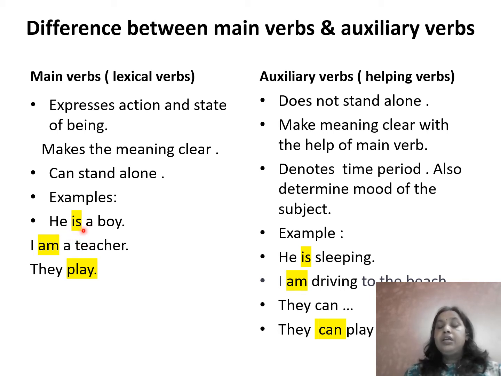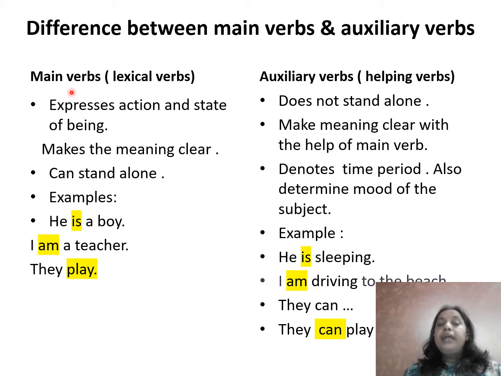देखिए, he is, is the main verb, and it does not need any other verb. I am a teacher. Here no other verb is required. In the third example, they play, no other verb is required. This one word makes the meaning of the sentence clear.